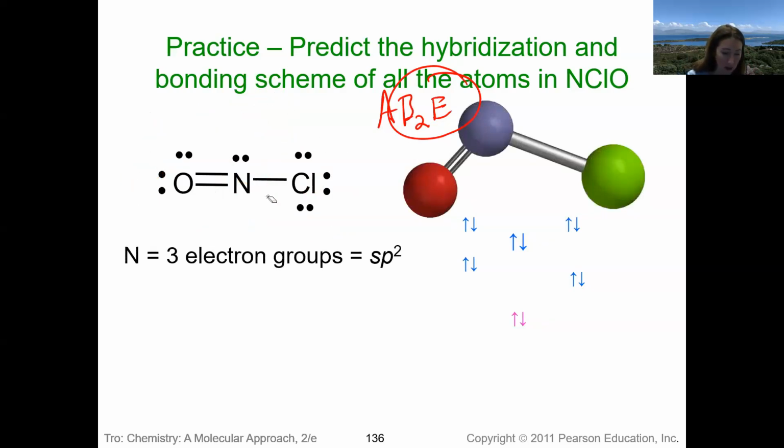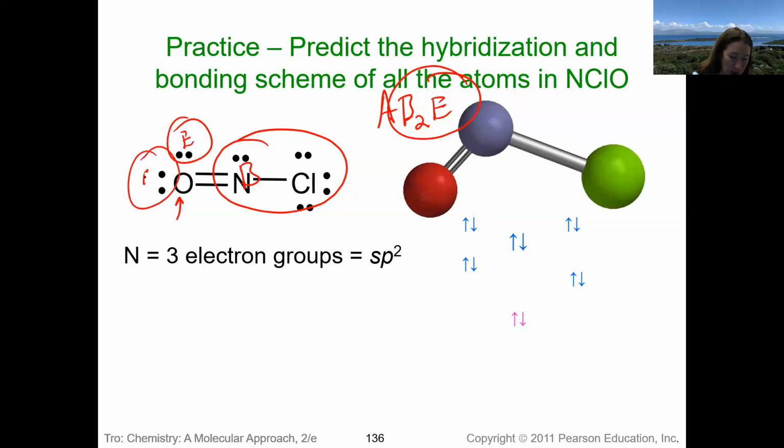So if we look at the oxygen, we only have one central atom, but if we look here just to see what this oxygen has, this oxygen has a B and 2 E's. Again, that's 3 things, a B and 2 E's. There's no geometry because it's at the bottom, sp2.